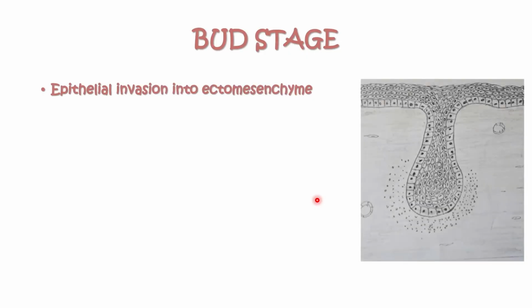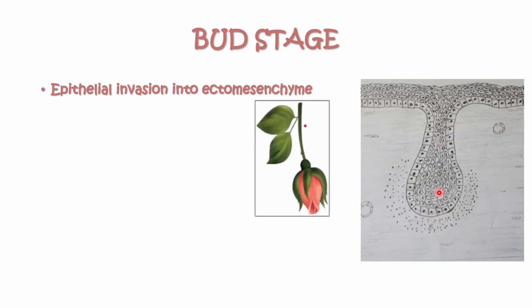Bud stage of tooth development. In bud stage, the epithelium further invades into ectomesenchyme, giving a bud-shaped appearance. I told you in the previous video, in the first section, about the dental lamina. Here, what happened in bud stage is that this epithelium invades into the ectomesenchyme, giving a bud-shaped appearance. You can compare this picture with a rosebud. It resembles a bud shape. Here you can see the dental lamina. The inferior part of the dental lamina forms the bud-shaped structure.